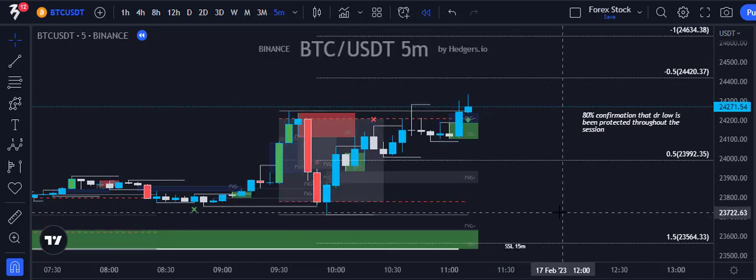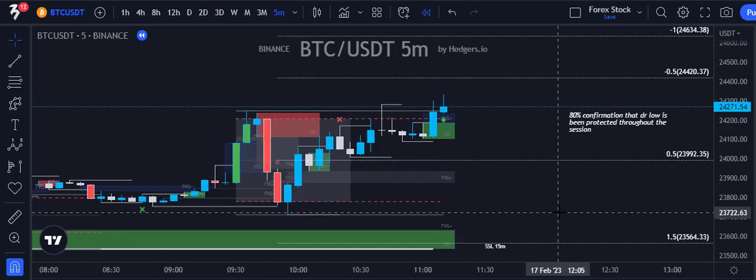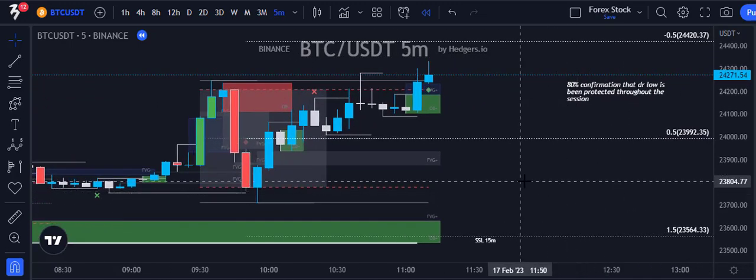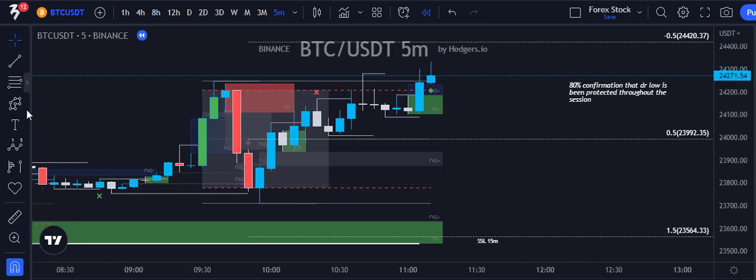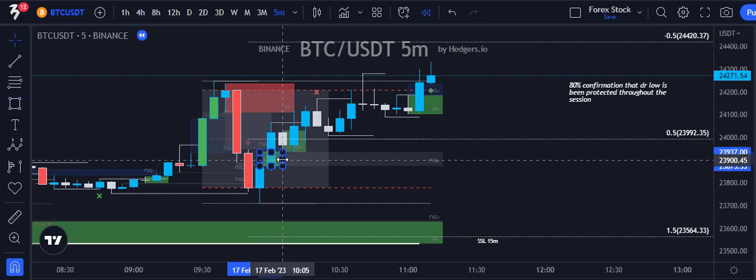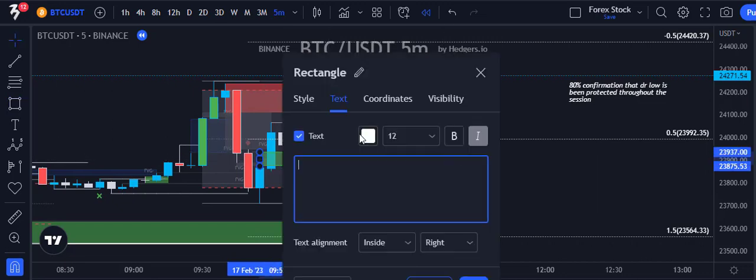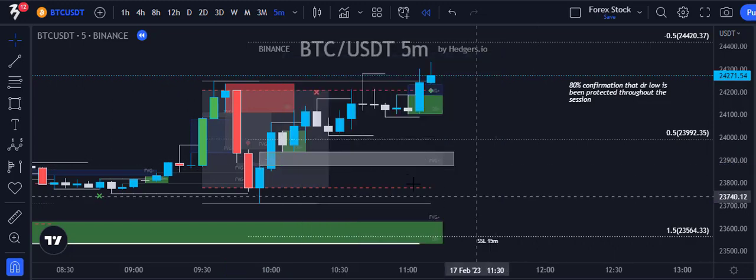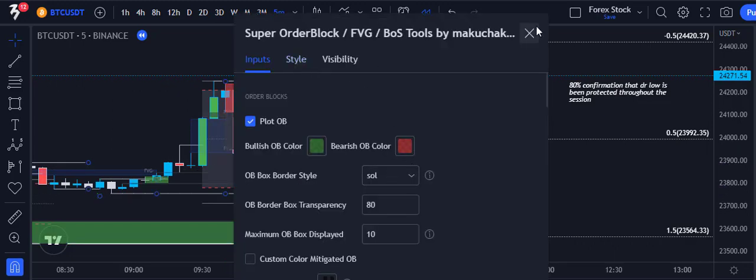Use the indicators for your help, but do not depend on the indicators fully. You need to do manual work to understand how to do technical analysis. Now you see here the fair value gap we have. Now you can mark this fair value gap.